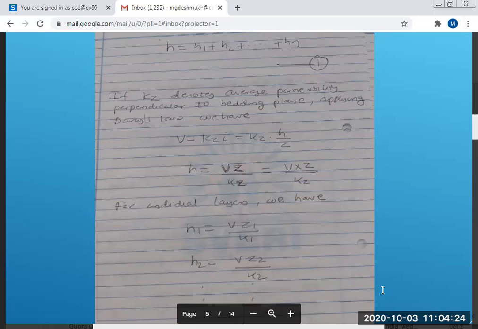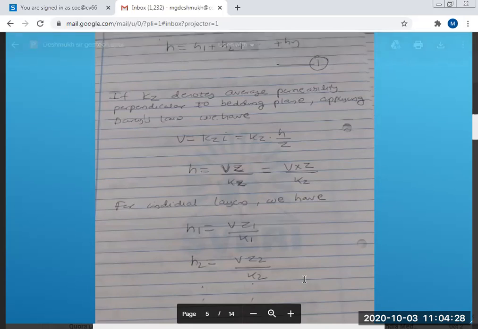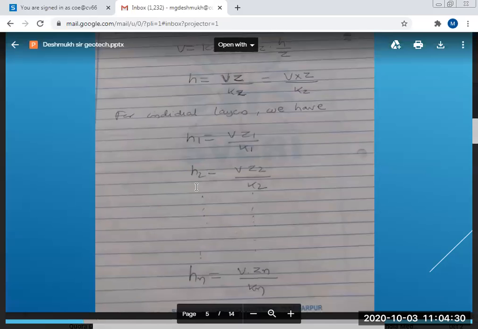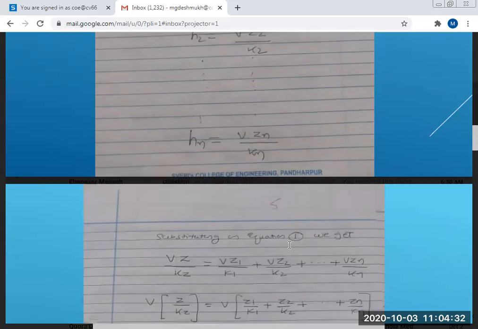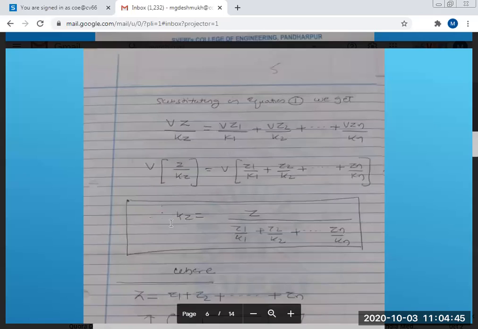So now go further. Now H is equal to H1 plus H2 up to Hn, and we know the value of H, H1, H2 up to Hn. You substitute here in equation 1, we get V into Z by Kz is equal to V into Z1 by K1 plus V Z2 by K2 like this. So what is the common here? V. You take V common everywhere, and V gets cancelled. So Z by Kz is equal to Z1 by K1 plus Z2 by K2 like this you will get.